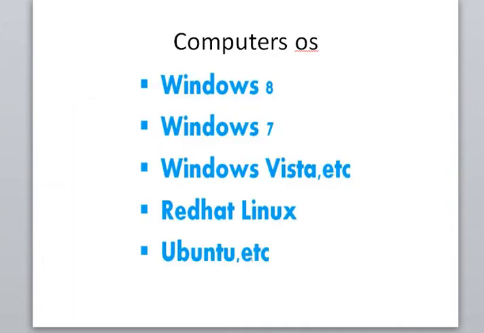Let's go ahead and study what an operating system is. In computers we use Windows 8. I know it's the latest. I tried to use Windows 8 and found it a little difficult. I'm happy with Windows 7. So we use Windows 8, Windows Vista, Red Hat Linux, Ubuntu, etc. in our computers.